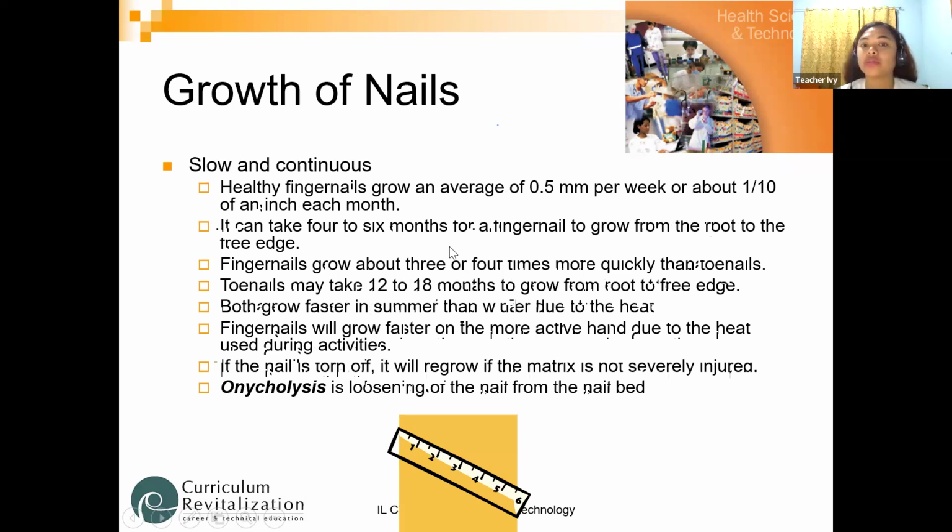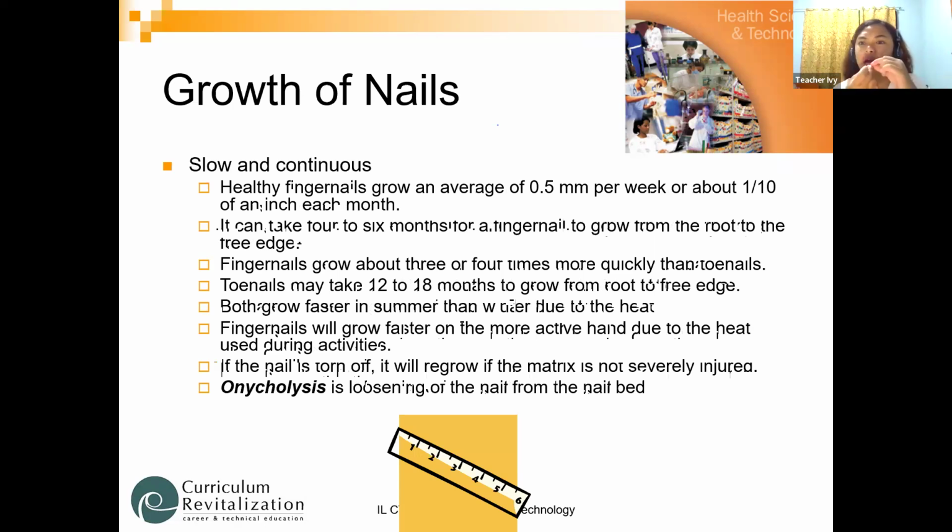It takes 4 to 6 months for the fingernails to grow from the root to the free edge. It means that if, for example, the entire nail of your finger is pulled out, then it takes 4 to 6 months for it to regrow. Okay? It takes 4 to 6 months to regrow from the nail root up to the free edge of your nail.